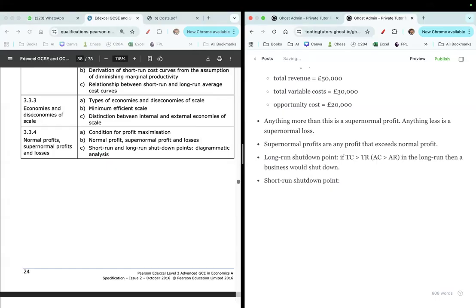No. I'll just tell you what it is first and I'll try to explain it in a second. It's different in the short run. You don't need to make a loss and immediately say, oh, I'm going to shut down. It's a tiny bit different. That's what I want you to understand. So the short run shutdown condition is if average revenue is less than average variable cost, then we would shut down.